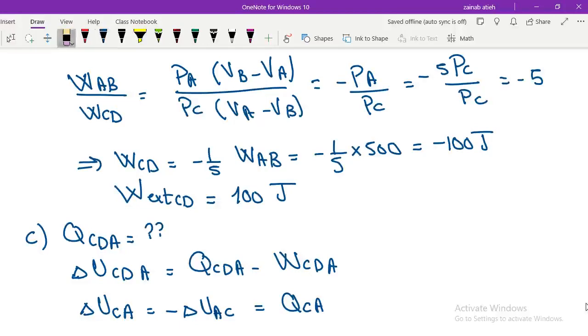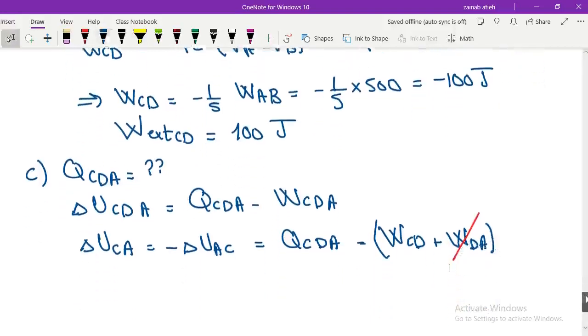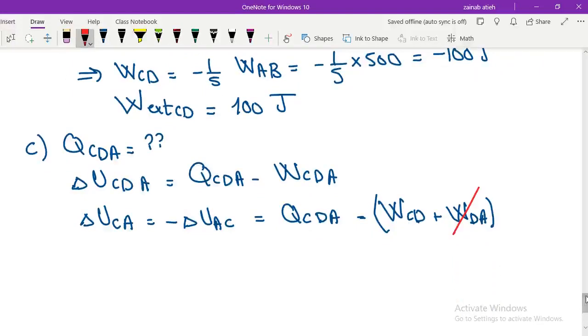It is equal to QCDA minus, so the work is divided in two parts. It's WCD plus WDA. So you can see that DA is an isochoric process. The work here is 0, so this will be removed. The CD I have already calculated, it's minus 100. So we will get this one.